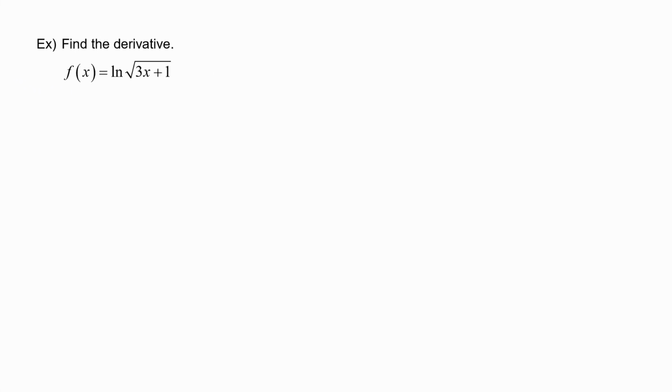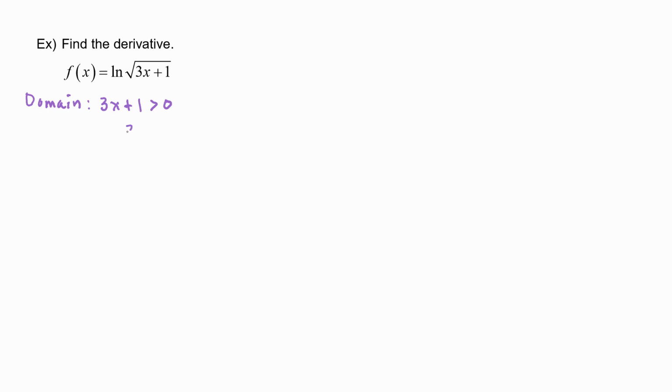In this example, we have to find the derivative of f of x equals the natural log of the square root of the quantity 3x plus 1. Let's take a look at the domain. We know that we will need 3x plus 1 to be greater than 0. Normally, for the argument inside of a radical, we would say greater than or equal to 0. But because this is on the inside of a natural log, we have to exclude 0. That's why it's simply greater than 0.